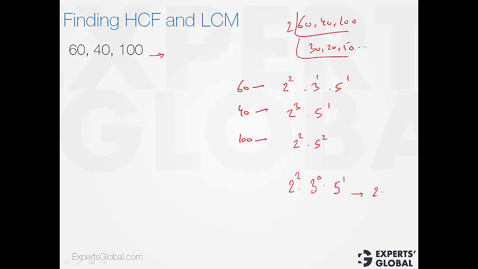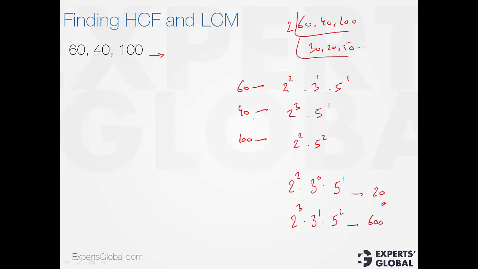Coming to LCM, I just need to select the highest powers for each prime base. So highest power of 2 here is 3, highest power of 3 here is 1, highest power of 5 here is 2. So 8 into 3, 24, 24 into 25 is 600. The LCM is 600 for this expression, the HCF is 20.